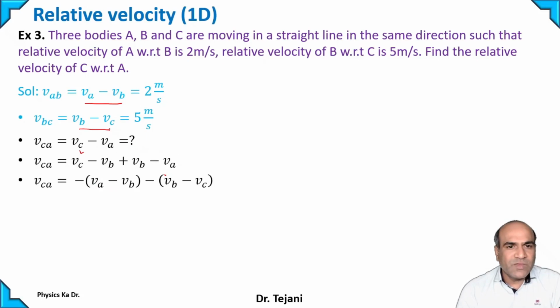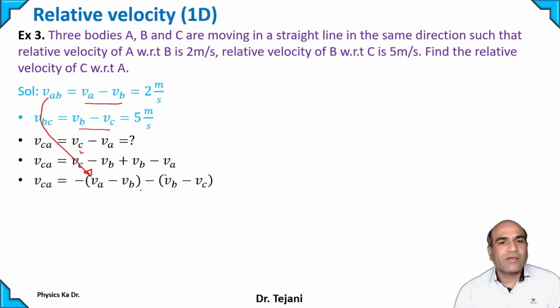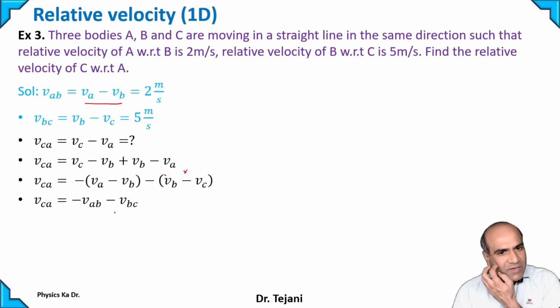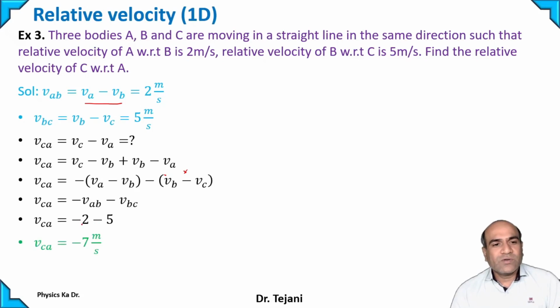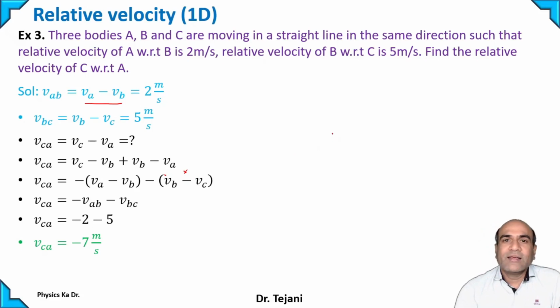So what is VA minus VB? VA minus VB can we write is equal to VAB? Yes. And VB minus VC is equal to VBC. Put both of them, so it becomes minus VAB minus VBC. Put the values here: minus 2 minus 5, so VCA is minus 7. We have seen this part already.